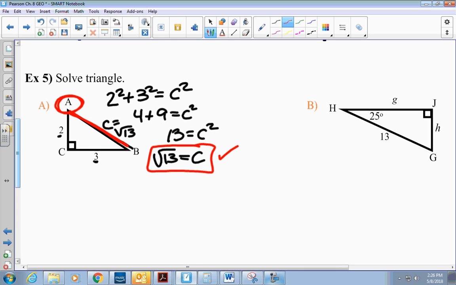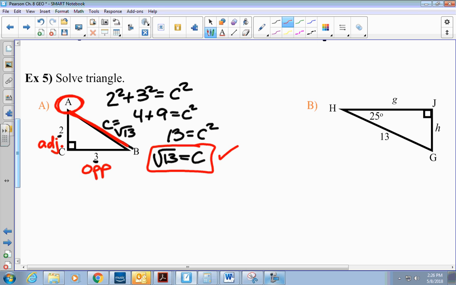The opposite side is the one that doesn't touch angle A. Because 2 runs right into angle A, so it's right next to it. So it's adjacent. And then Aaron, 3, is it the hypotenuse or the opposite of angle A? It is the opposite. Square root of 13 is the hypotenuse. We're not going to use it.